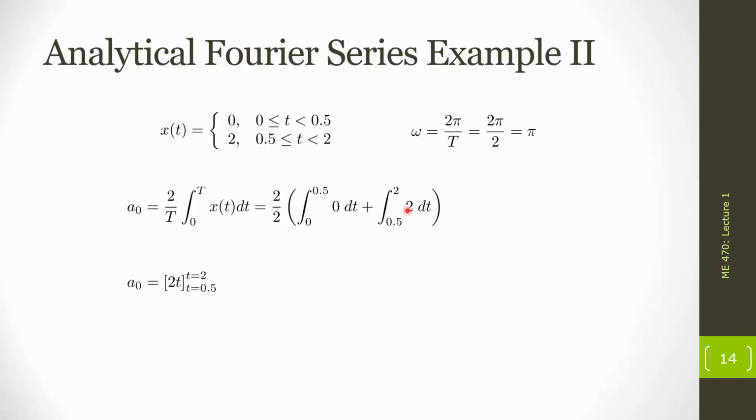So I can take the antiderivative. The antiderivative of 2 is just going to be 2 times t. Or if I really wanted to, I could pull the 2 out of here and it's just dt. And the antiderivative of dt is t. So however you want to slice it up.